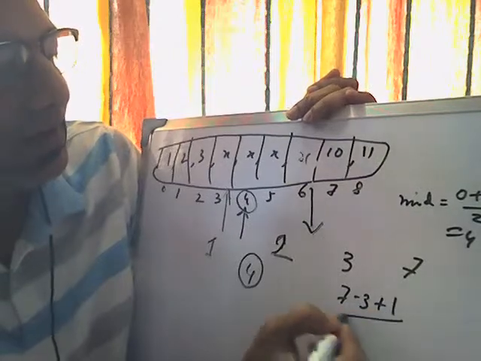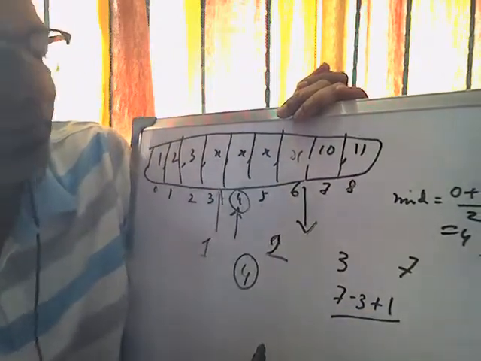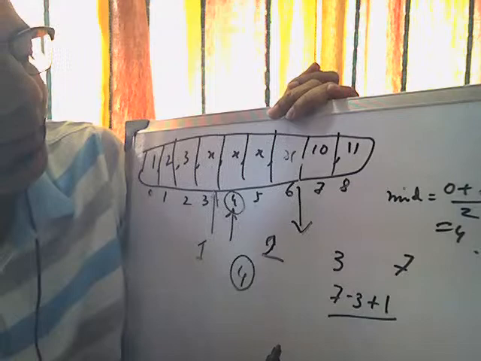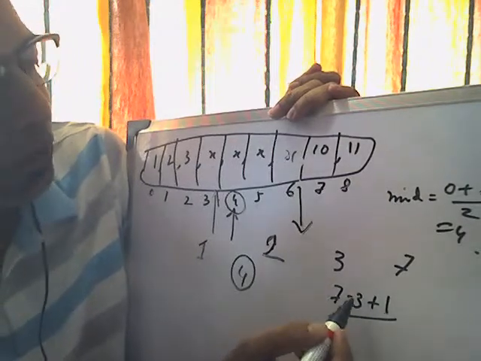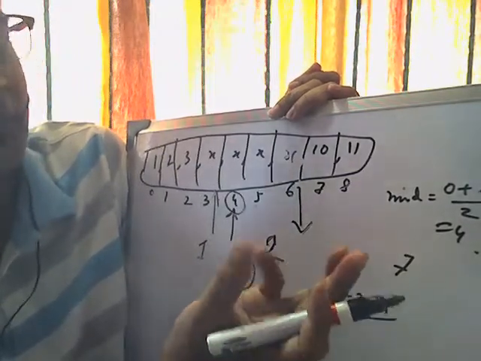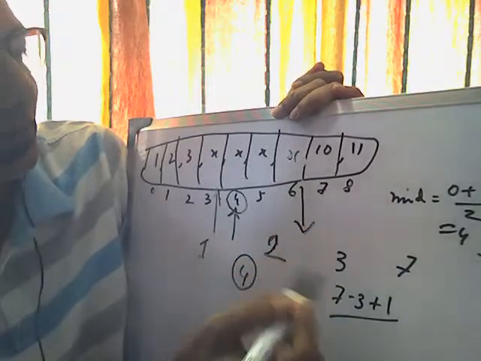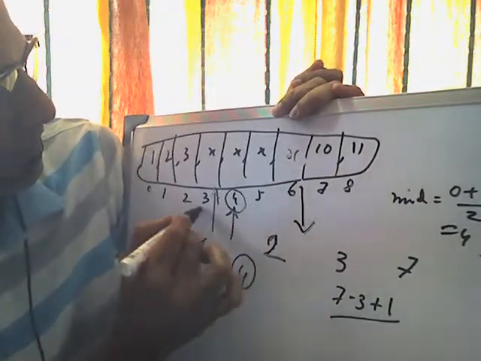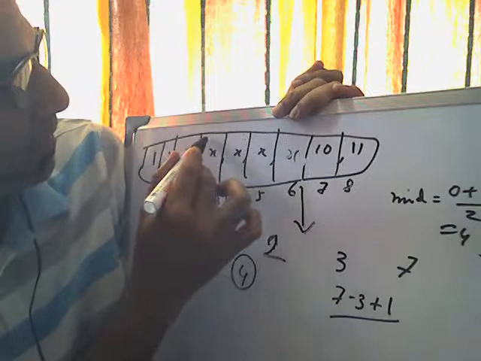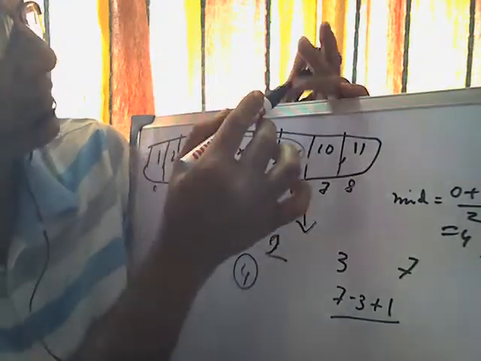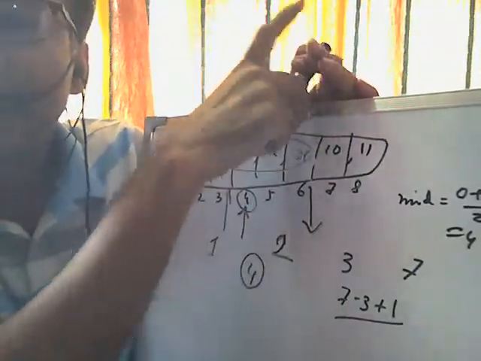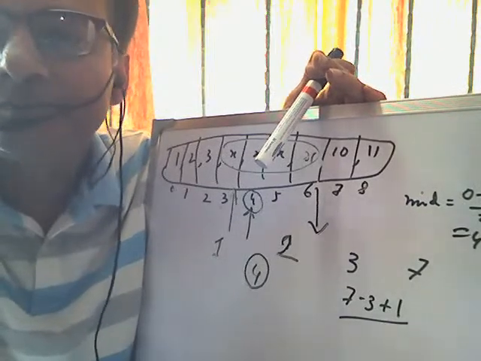That is a very class 6 level problem actually. 7 minus 3, that is 4, plus 1. You see the 3, 4, 5, 6, 7. The 5 numbers are there. So last occurrence minus first occurrence plus 1 will give you the number of occurrences of x. That is 4 here. Right. This is the second question.